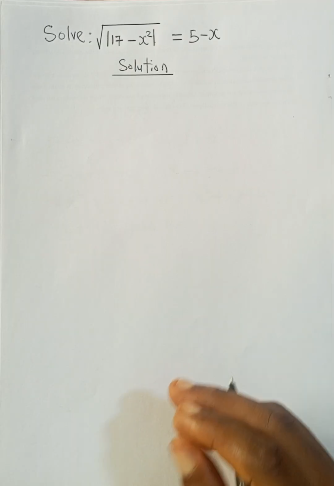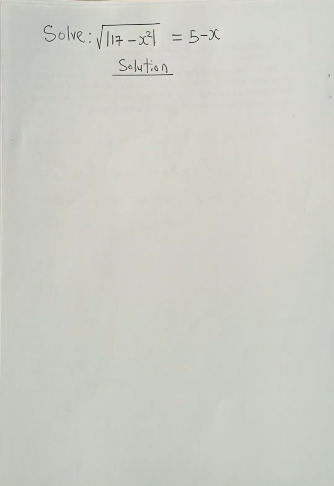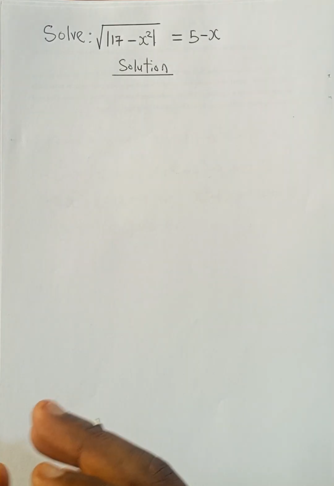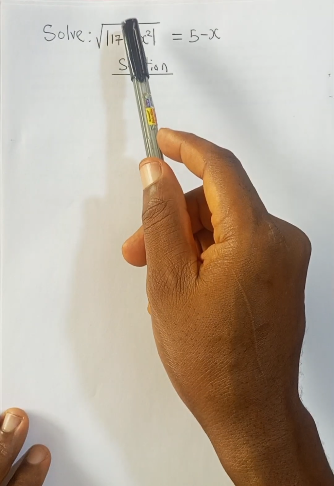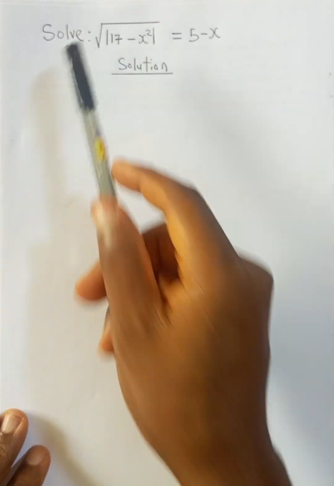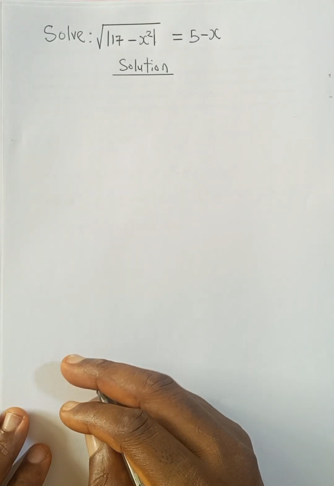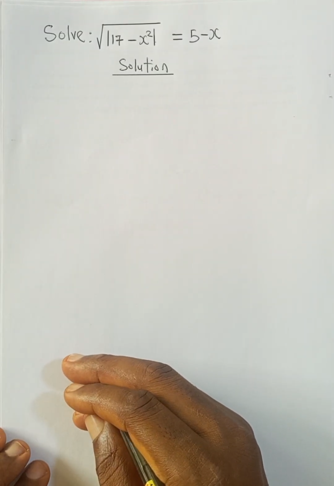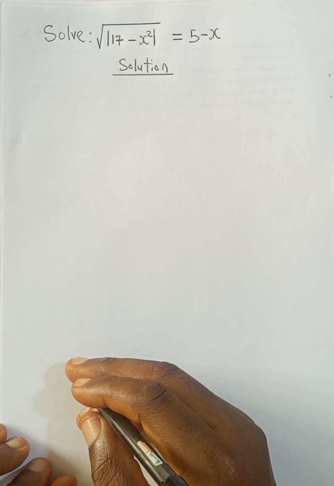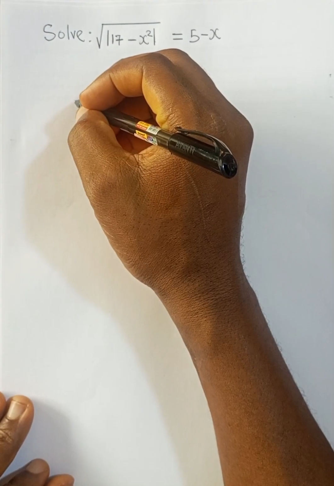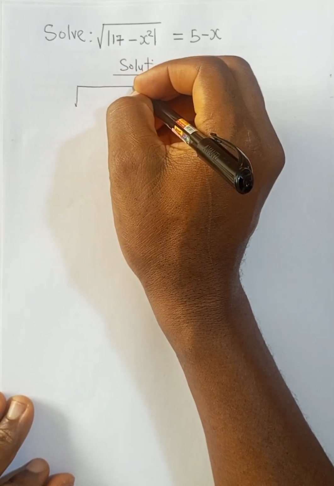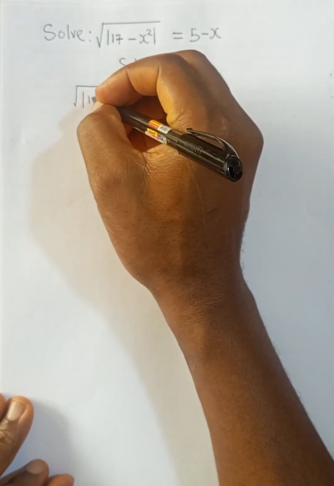If you look at this question carefully, the first step that we are going to be taking is very obvious, and that is to do away with this radical sign. And how are we going to do away with the radical sign? We have to square both sides. So let's do that.